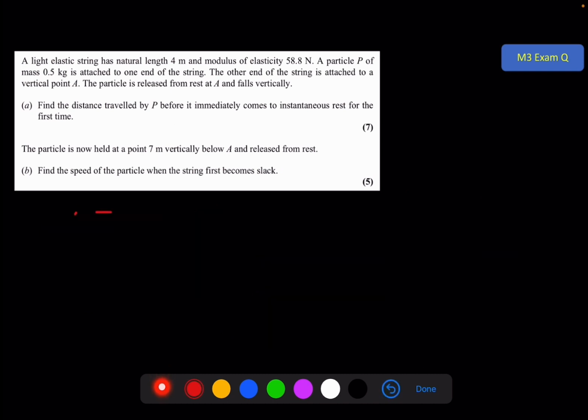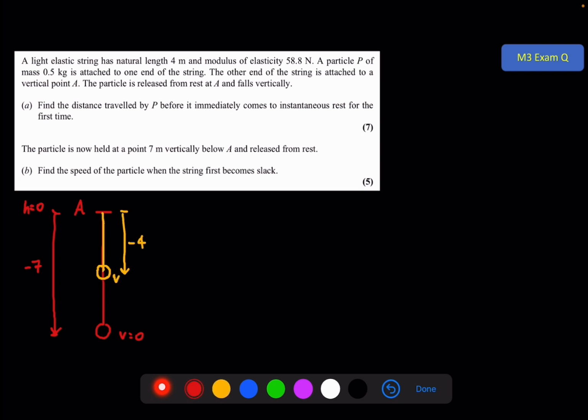So we've got our point A here, and the particle is being held all the way down here at a distance of 7 meters. If I use h equals 0 here, perhaps I should call that minus 7, put an arrow on. It's released from rest, and then when it first becomes slack, that's here at a distance of 4, so a displacement of minus 4. And we're trying to find the speed, v.